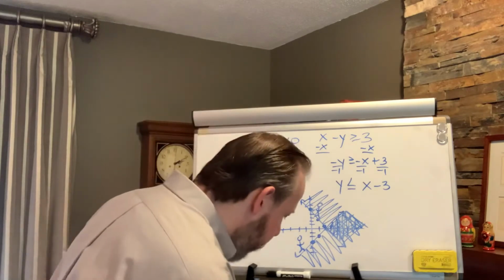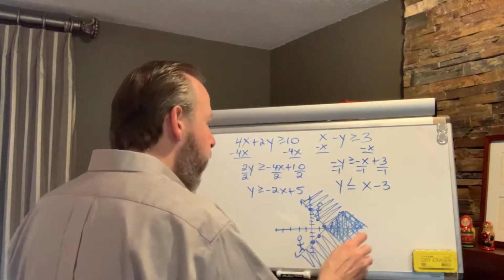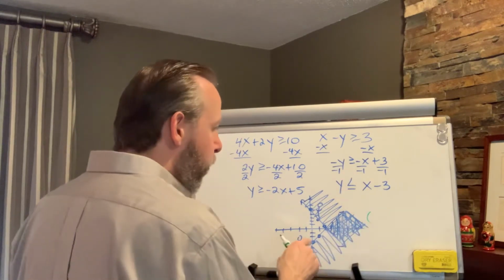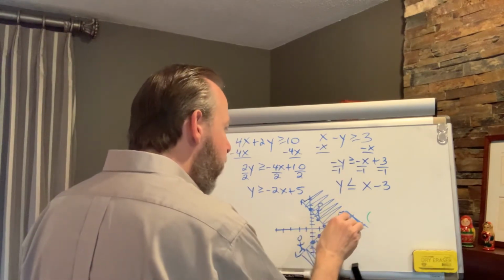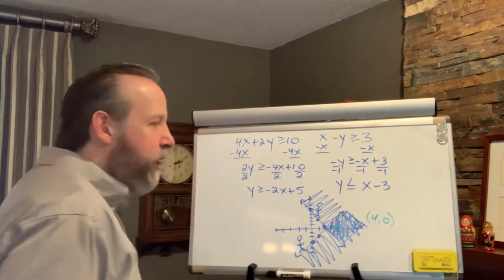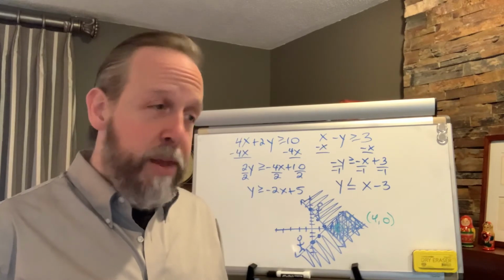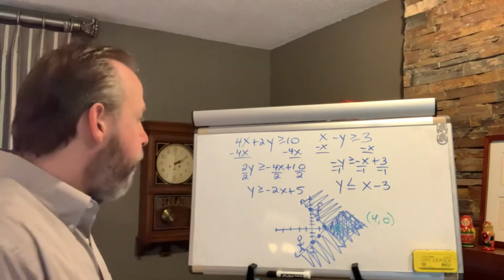Let's check one out. All right, so it looks like, I'm just going to use an easy coordinate. It definitely looks like the coordinate 4, 0, right there. That's definitely in the shaded region. You could choose any coordinate that looks like it's in the shaded region. That one looks easy to me.